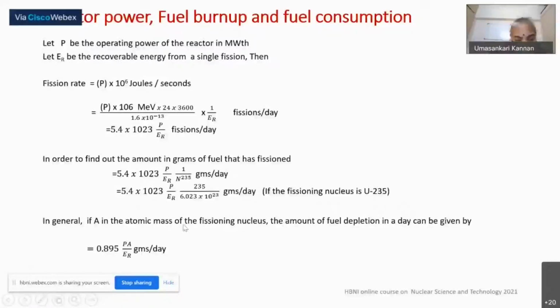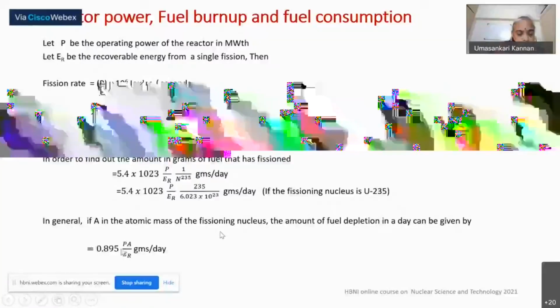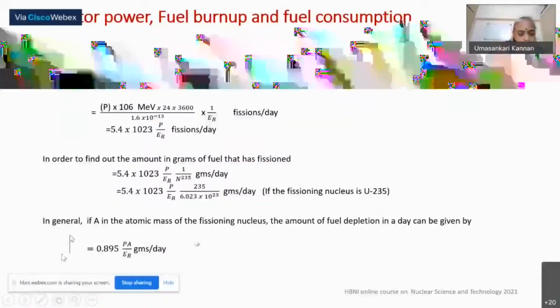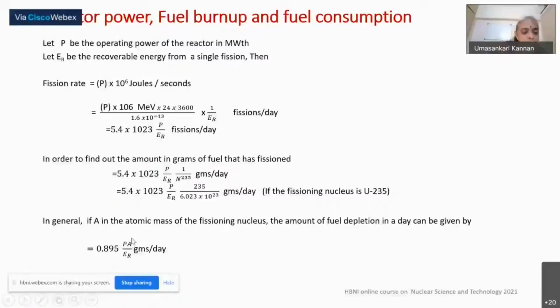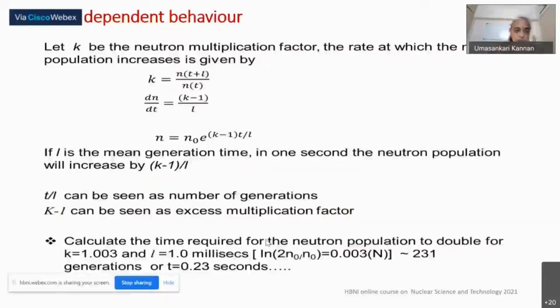In general, if A is the atomic mass of the fissioning nucleus, the amount of fuel depletion in a day can be given as 0.895 P into A by ER grams per day. This is the depletion happening for a reactor with power P and a fissioning nucleus, let's say uranium-235, with recoverable energy of 200 MeV per fission. This is how you can see how much power is produced and how much fuel is consumed in a day.